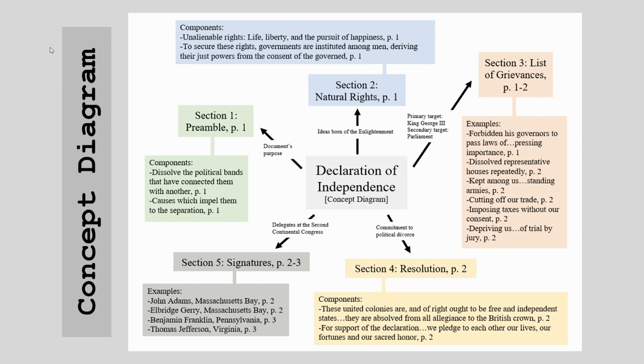In section 3, list of grievances, I have the 6 examples. Or in section 1, the preamble, I've got these 2 components, right? The components in section 1, preamble, and preamble is just a term for like an introduction. Dissolve the political bands that have connected them with another. And then secondly, causes which impel them to the separation. The colonists were angry enough to officially divorce themselves from the mother country, in this case, Great Britain. So they're going to have this whole explanation. The explanation is the Declaration itself, and it's broken down into these different parts.